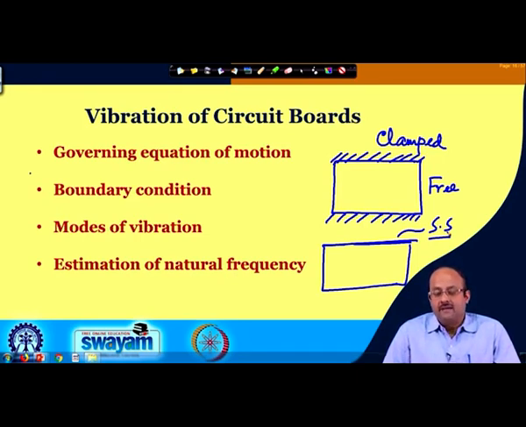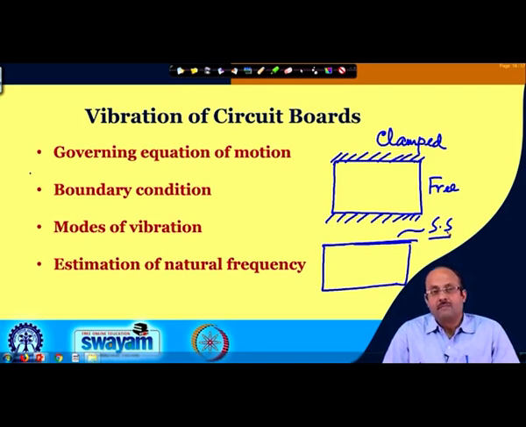So, it will have a number of modes and number of natural frequencies. In the single degree of freedom system which we have considered earlier, there was only a single natural frequency, because there is a single mass and a single spring. Now, here it is a distributed system. So, we can consider it to be a system comprising of infinite number of masses and infinite number of springs. So, these are infinite dimensional systems, and it will have different modes of vibration.